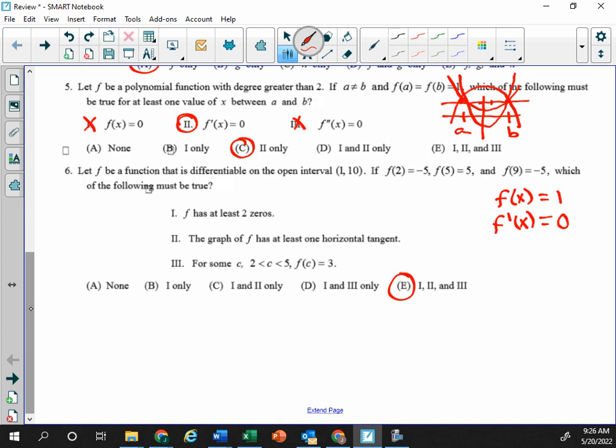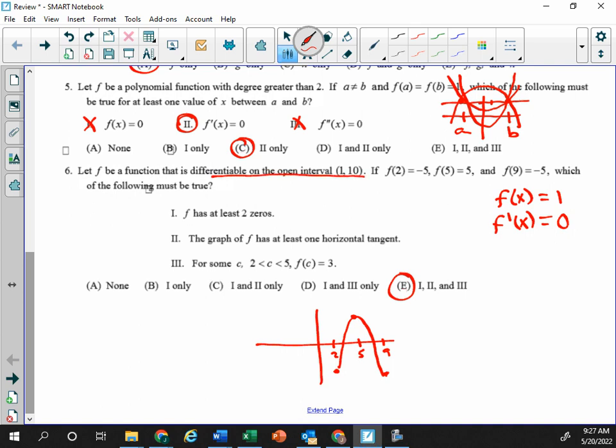All right, so again, I'll make a little sketch. We know f of 2 is -5. I'm just going to kind of approximate here. f of 5 is 5. f of 9 is -5. So what has to be true? So again, I'm going to connect them in kind of the most basic way just to see. And it says it's differentiable on that interval, so we know it's continuous.